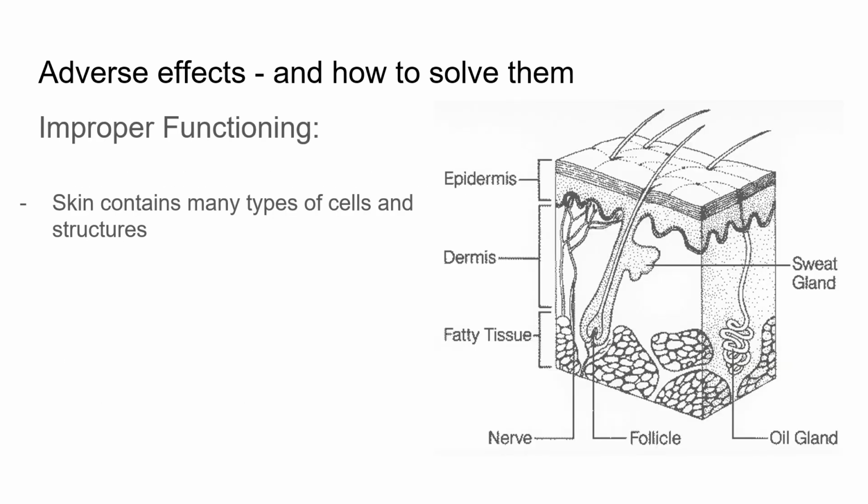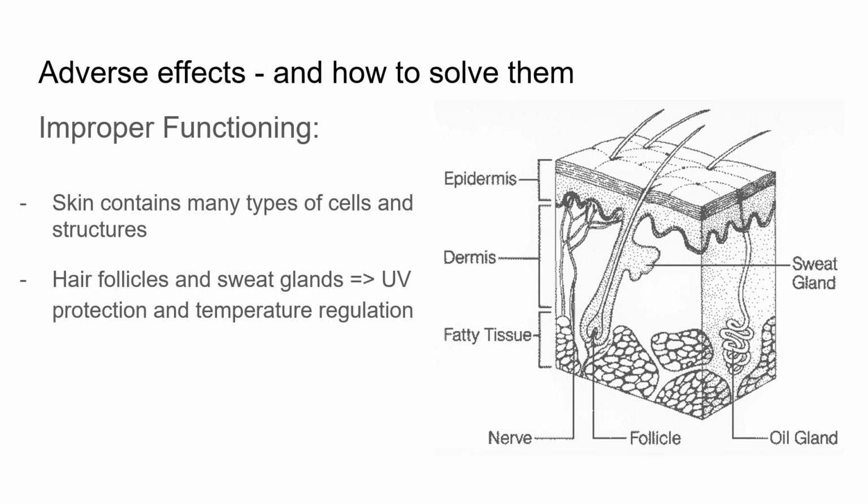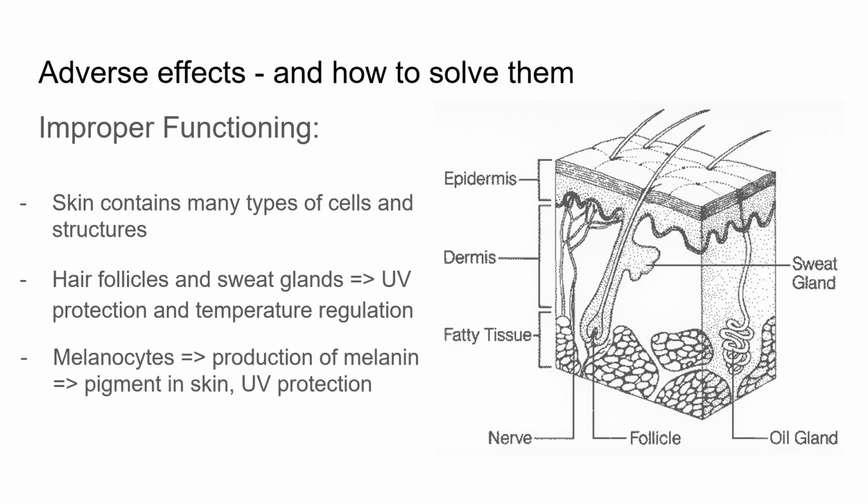The skin is a complex organ made up of many types of cells and structures. Hair follicles and sweat glands are vital for skin functions like UV protection and temperature regulation. Big sections of skin that aren't able to perform these functions may develop conditions such as anhidrosis, infections, sunburns, and many more. Melanocytes, cells producing the pigment melanin, are hard to incorporate in the bioink due to the challenge of ensuring their functioning and viability both during and after the bioprinting process.